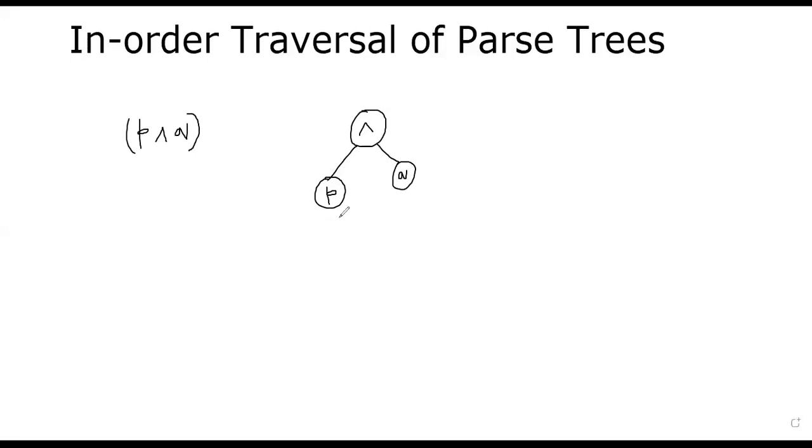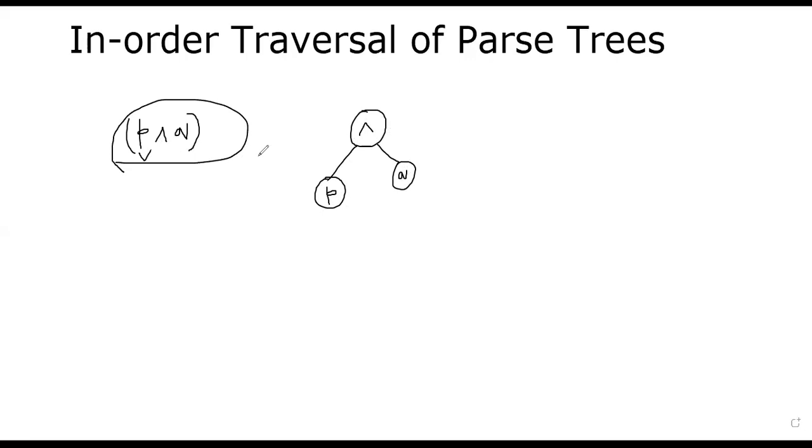So how did I get P and Q right away from this tree? I did an in-order traversal. I went to the left subtree, which has only P. And then I came to the root, which is the operator. And then I went to the right subtree, which is just one element here. Therefore, this is the linear representation of the tree.